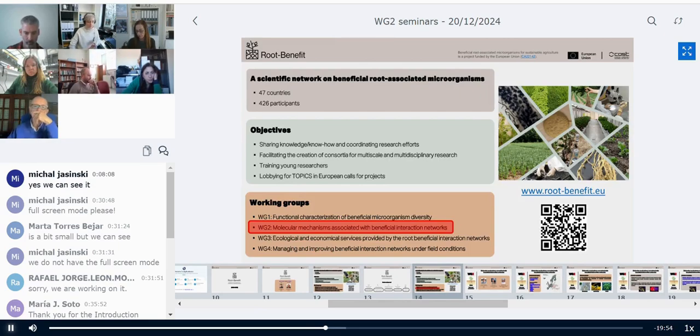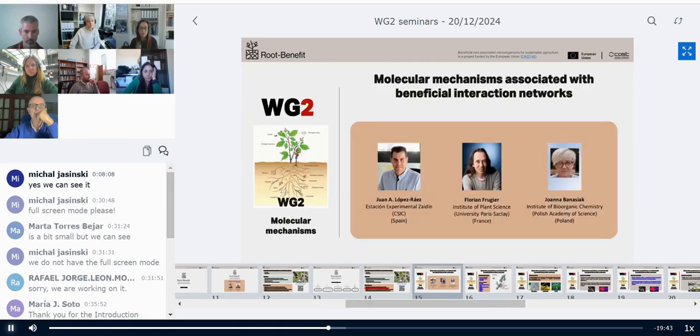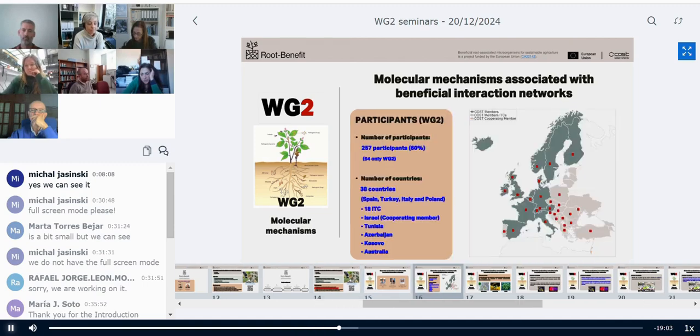More specifically about Working Group 2, we are all involved in it. So we are interested in, or focused on, the molecular mechanisms associated with these different interactions. And I will briefly make an introduction of this working group. So we are 3 people responsible for this working group: Florian Frugier from the University of Paris-Saclay in France, Joanna Banasiak from the Polish Academy of Sciences in Poland, and myself from Estación Experimental de Zaidín, CSIC in Spain. So if you have any doubt, you can contact us, and we will try to help you if we can. We'll try to do our best for all your doubts.